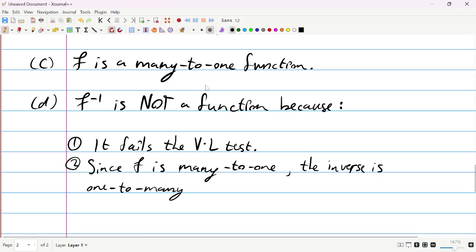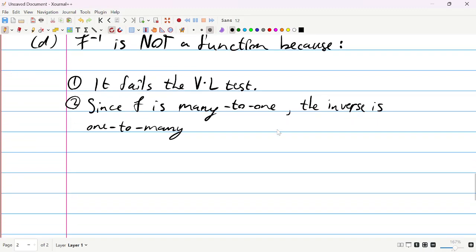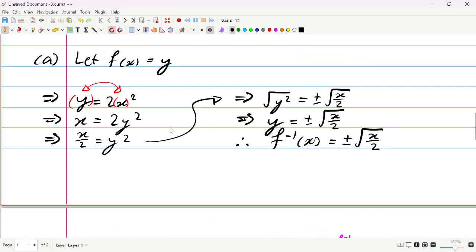Because notice, when we had many x values sharing the same y value, the inverse would essentially mean we have many y values sharing the same x value, and that is not allowed. We can see that one x value shares two different y values, according to our inverse. So that is why it's also not a function. So these are the two ways that you can answer this question. Hopefully that makes sense.